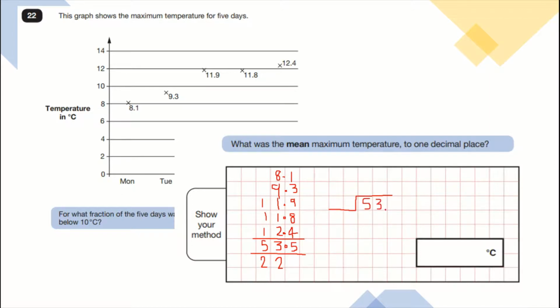53.5 divided by 5. How many 5s are in 5? Well, there's 1. How many 5s are in 3? 0. Remembering our decimal place, carrying over the 3. How many 5s are in 35? That's 7. So our mean would be 10.7.